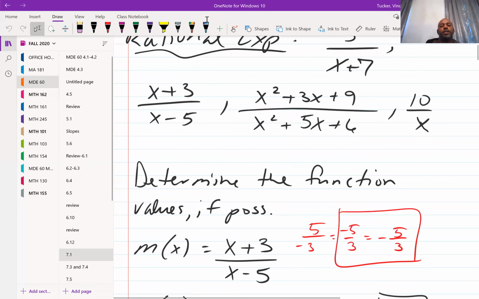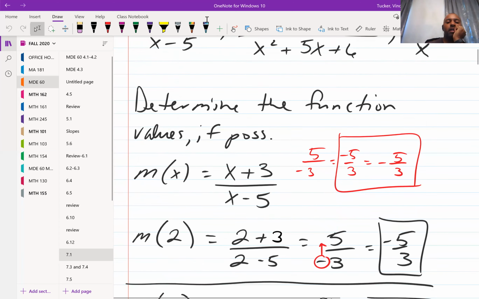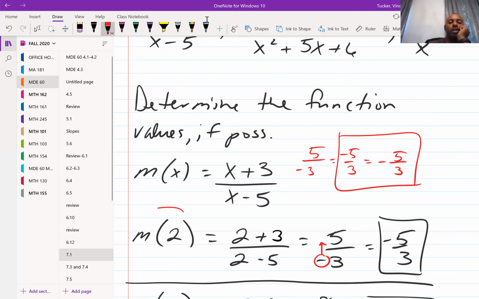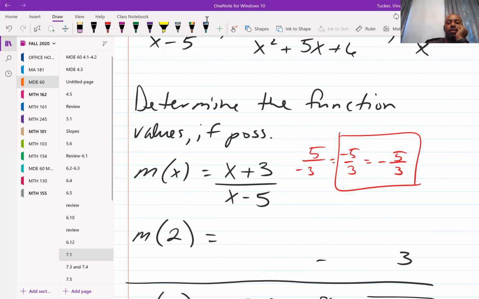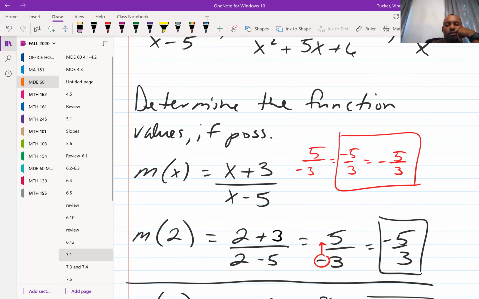All right. So here it says determine the function values if possible. They give us m of x is equal to x plus 3 over x minus 5, and they ask us to find m of 2. Really, they wouldn't give you any of this, they would just have m, parentheses 2, which is m of 2. All that means is that you're going to plug in 2 wherever you see x. So that'll be 2 plus 3 over 2 minus 5.